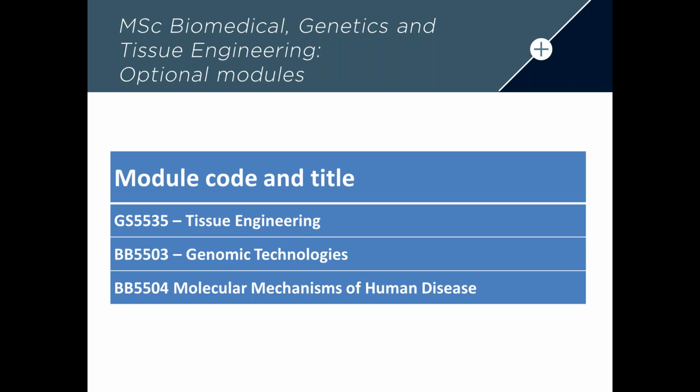In genomics technologies, you will be learning about the genome. You will be learning about the technologies that are associated with quantifying the genomes of the human body, or in vivo in general for any species. Then 5504, molecular mechanics of human disease. You will be learning about human disease and the mechanics at the molecular level, and you will need to choose from these optional modules in order to be able to graduate with an MSc.